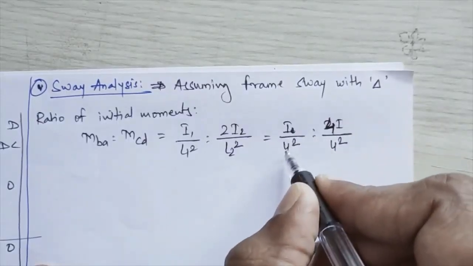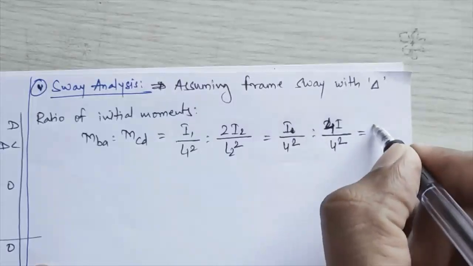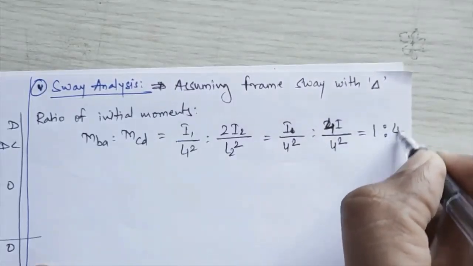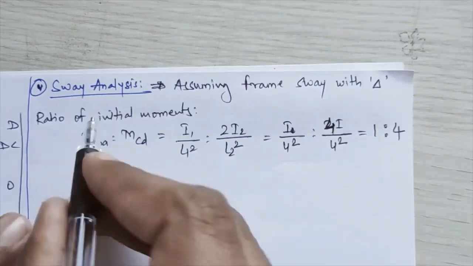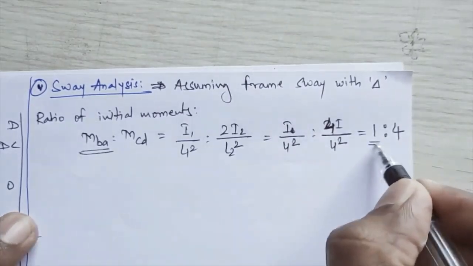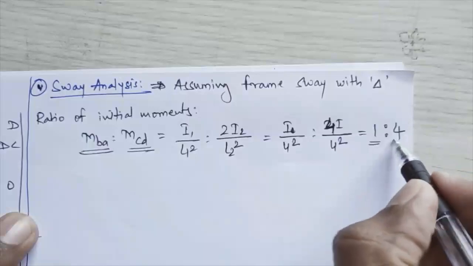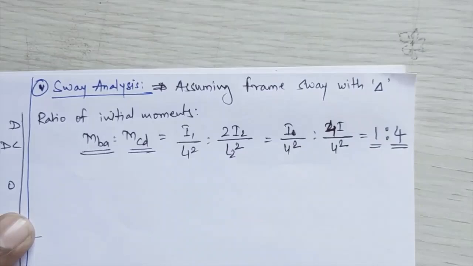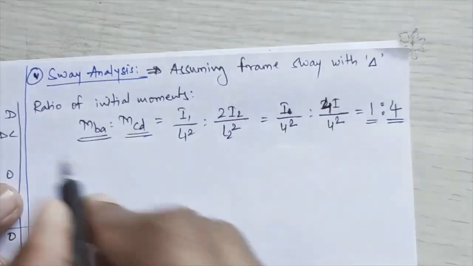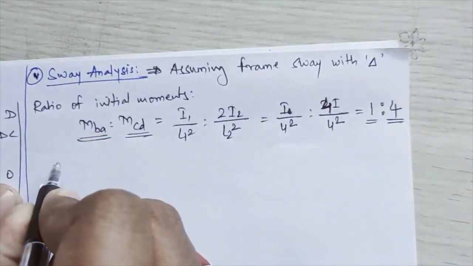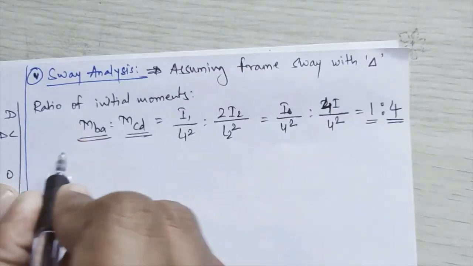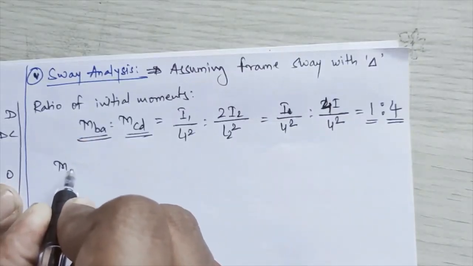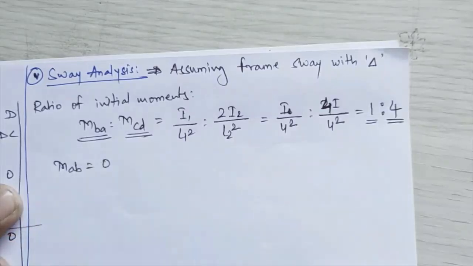So in this ratio, I by 4 square will get cancelled, and the ratio remains 1:4. So moment for BA I am getting in ratio of 1, and moment for CD in ratio of 4. So the ratio is 1:4. Now I will find out the final moments. The first moment I obtain will be MAB, which shall be equal to 0.